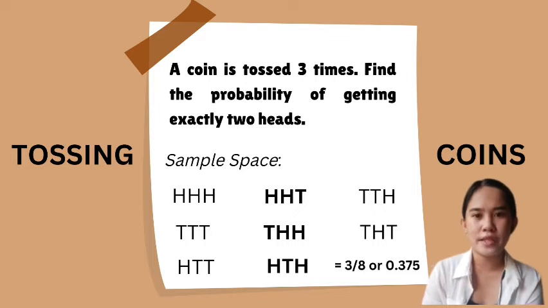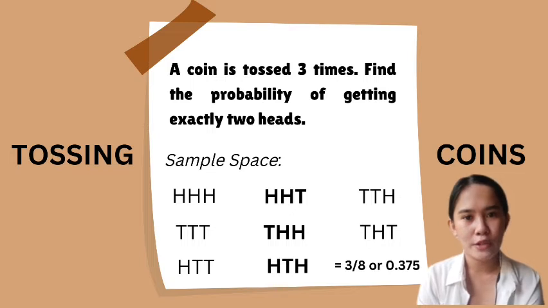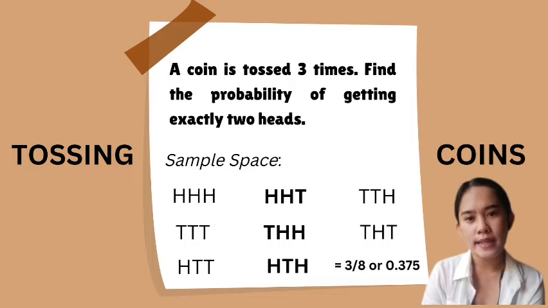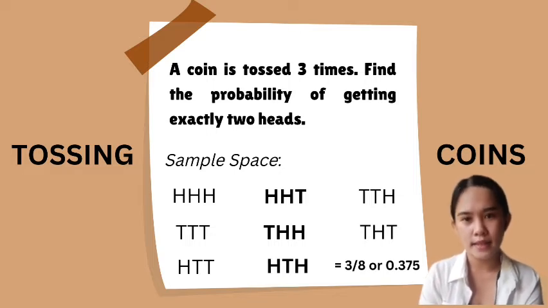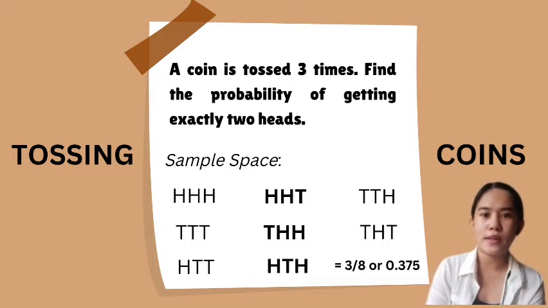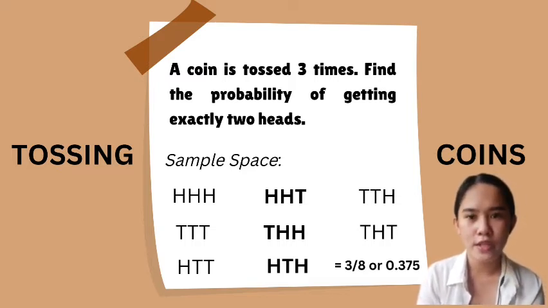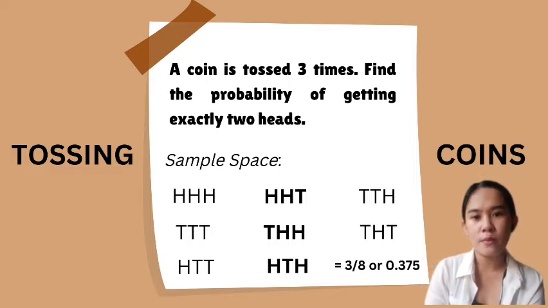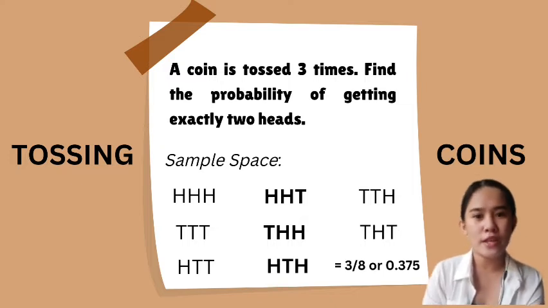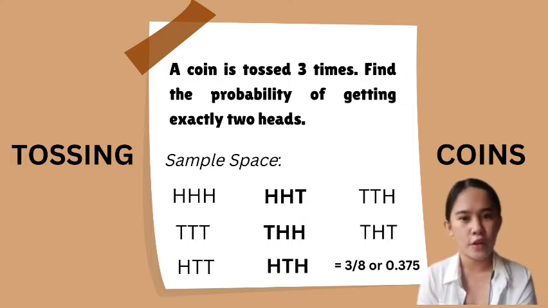Okay, the solution of this experiment. This problem can be solved by looking at the sample space. So our sample space is HHH, HHT, HTH, THH, HTT, THT, TTH, TTT. From this sample space, we can conclude that there are 3 ways to get 2 heads. So our answer is 3/8, or in decimal form, 0.375.